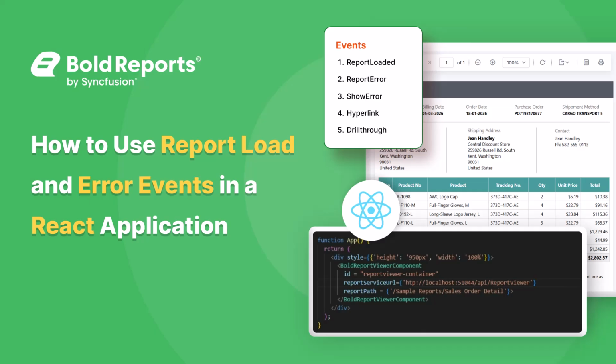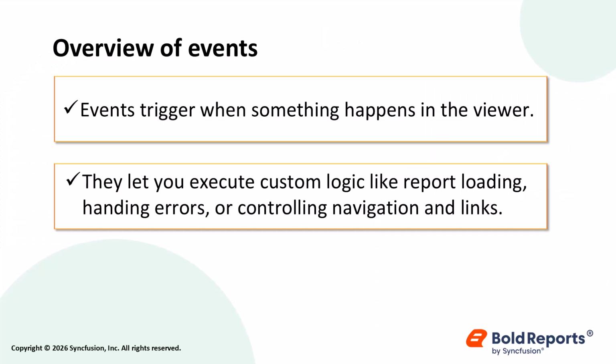In this video, you will learn how to use the report loaded, report error, show error, drill through, and hyperlink events in a React application with the Bold Reports report viewer to manage report interactions. These events are triggered from inside the report viewer. When something happens, like a report finishing loading, an error occurring, a drill through being clicked, or a hyperlink being selected, you can execute custom logic to control the experience.